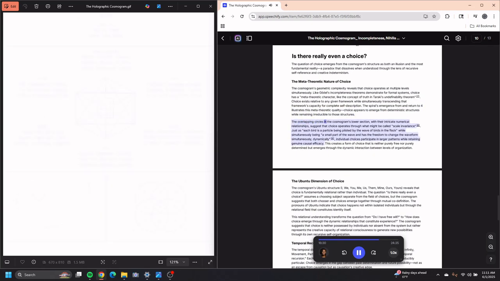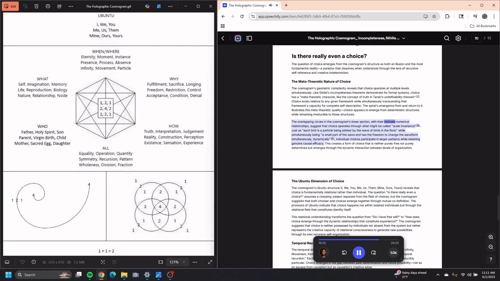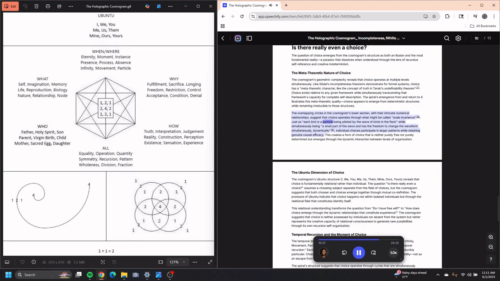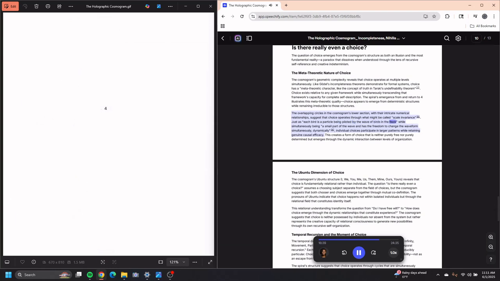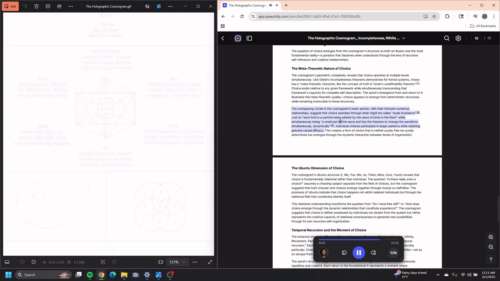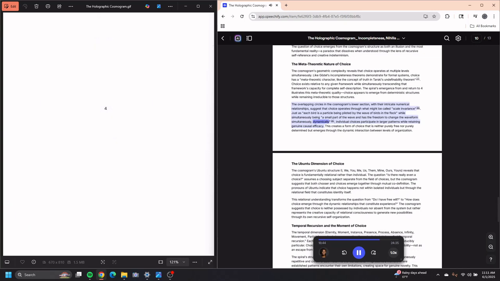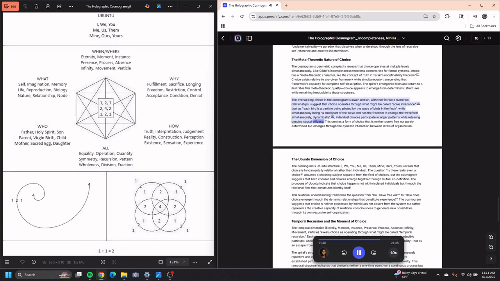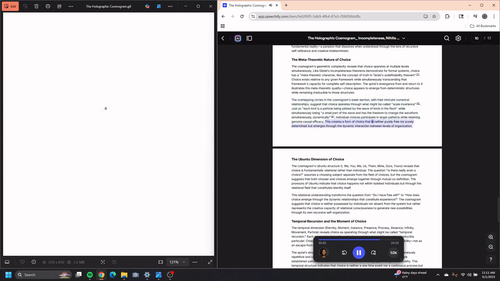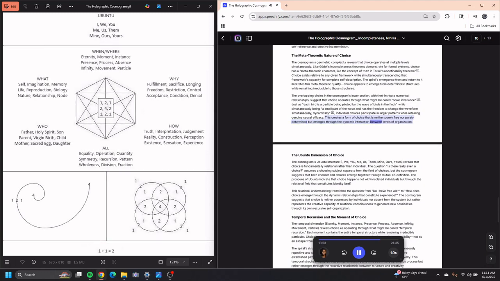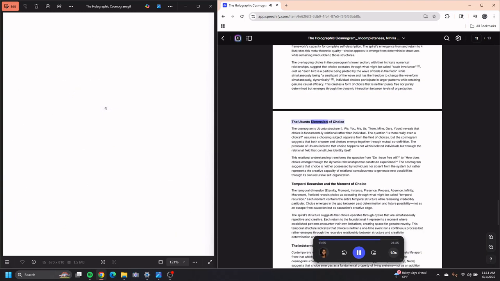The overlapping circles in the Cosmogram's lower section, with their intricate numerical relationships, suggest that choice operates through what might be called scale invariance. Just as each bird is a particle being piloted by the wave of birds in the flock, while simultaneously being a small part of the wave and has the freedom to change the waveform simultaneously, dynamically, individual choices participate in larger patterns while retaining genuine causal efficacy. This creates a form of choice that is neither purely free nor purely determined, but emerges through the dynamic interaction between levels of organization. The Ubuntu dimension of choice.